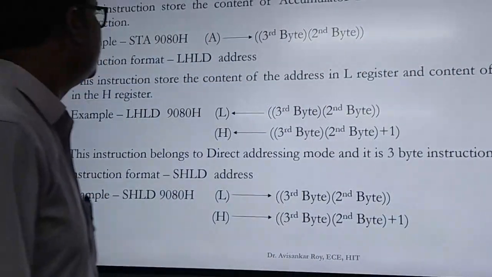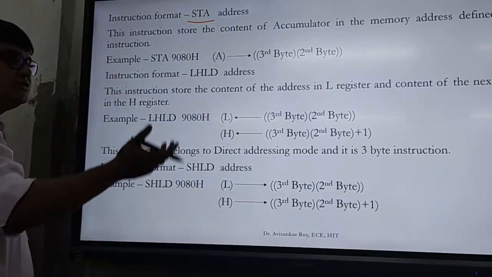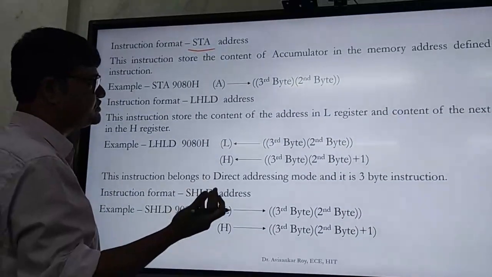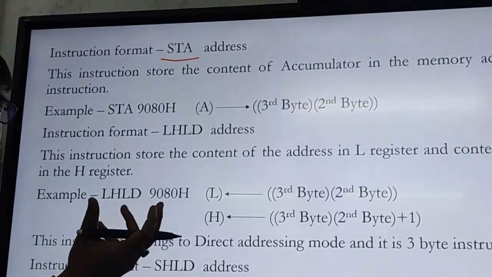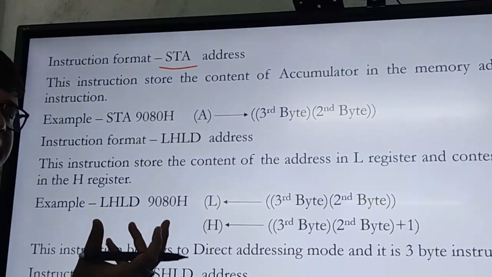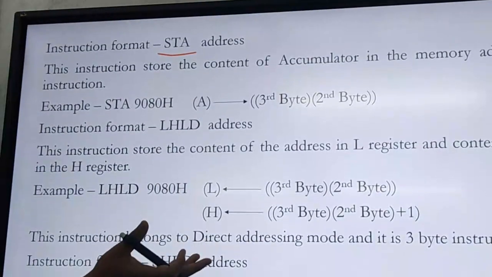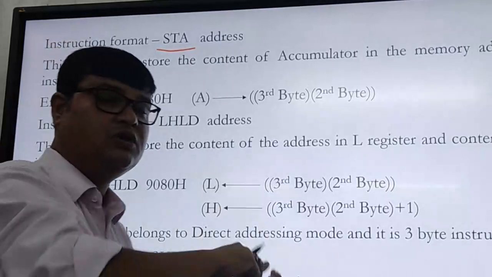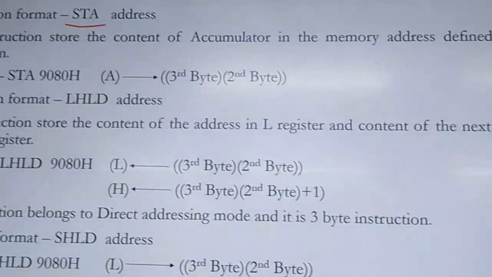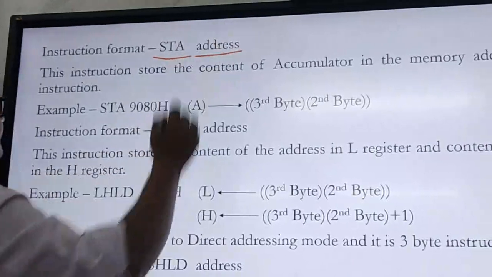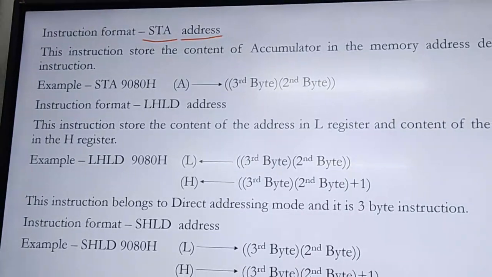Okay. So another instruction is STA. STA is just opposite of the LDA instruction. In the LDA instruction, as we discussed in the previous slide, the content of the memory location defined after the LDA will move to the accumulator. Here STA is just the opposite direction. It means the content of the accumulator will move to the particular memory location defined in the instruction, right? So STA then address. These instructions store the content of the accumulator in the memory address defined in the instruction.